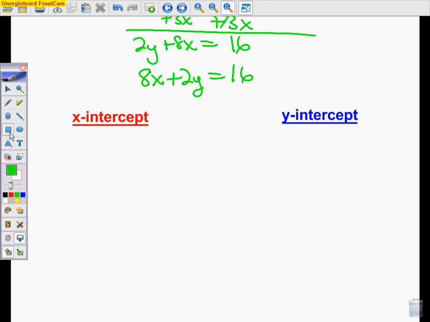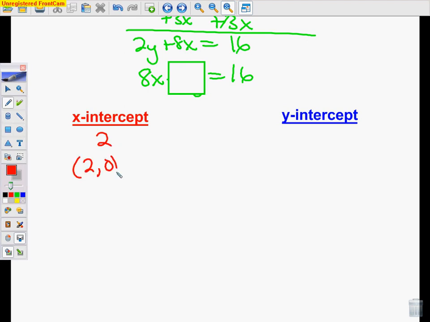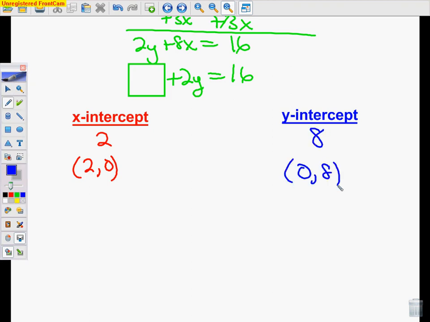All right, now let's find our x-intercept. We'll use the cover-up method. When you're finding the x-intercept, you cover up the y. So 8 times what gives you 16? Well, 8 times 2 is 16. So that means the x-intercept is 2, 0. And then cover up the x to find the y-intercept. That's a positive 2. So 2 times what gives you 16? Well, 2 times 8 gives you 16. So the y-intercept is 0, 8. And there we go. We have our x-intercept and y-intercept.